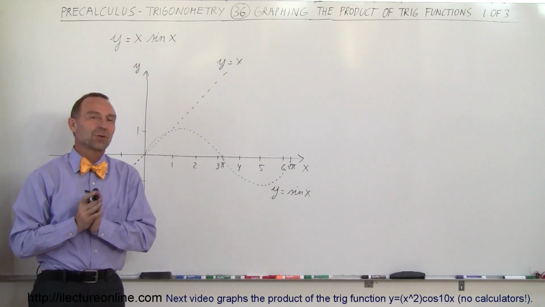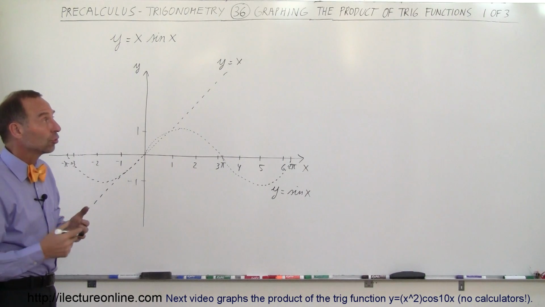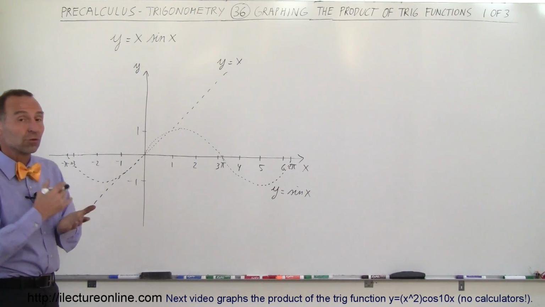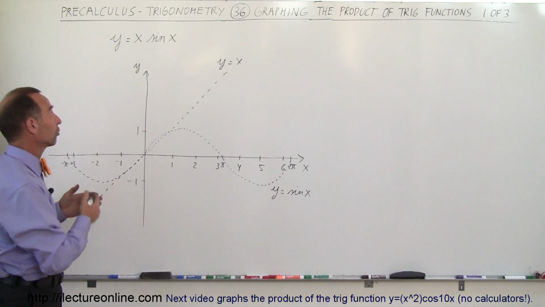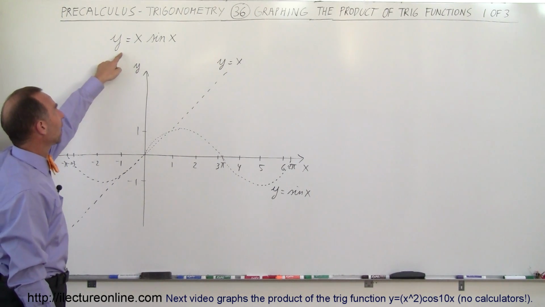Okay, welcome to our lecture online, and now we're going to show you how to graph the product of trigonometric functions, or in this case, the product of a trigonometric function and a normal function. So here what we're doing is we're multiplying y equals x and y equals sine of x.